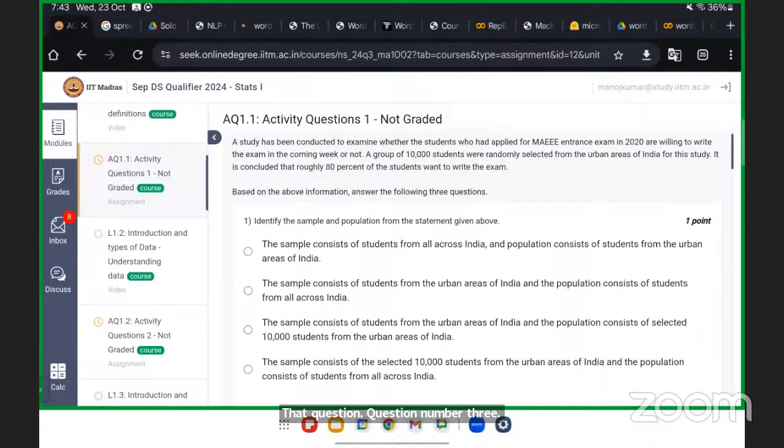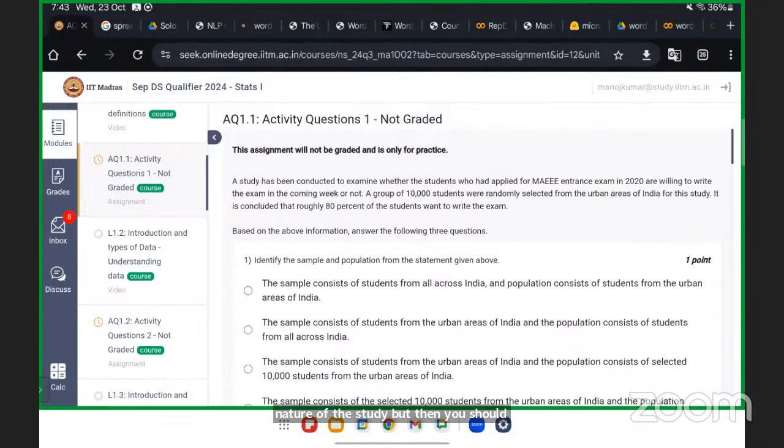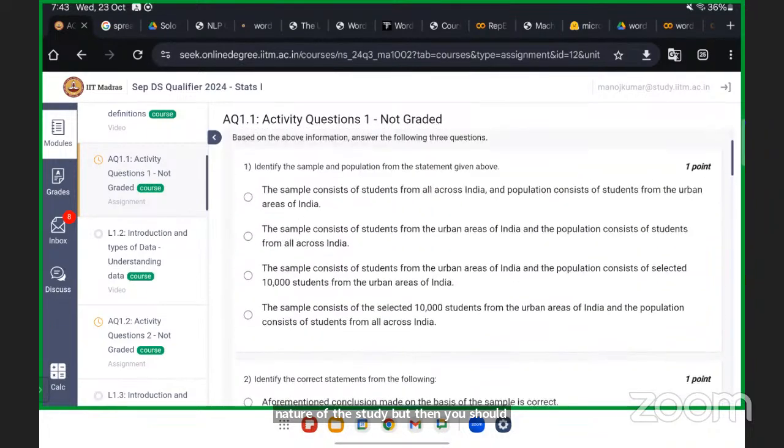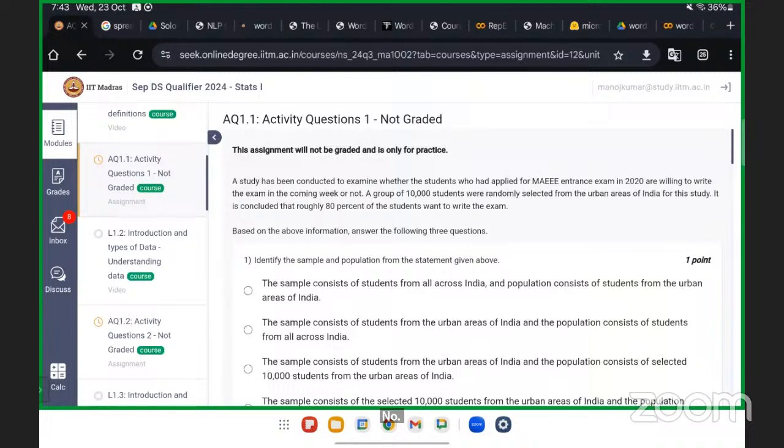Nature of the study. So this is the study, right? A study has been conducted to examine whether students who had applied for an exam, MAE entrance in 2020, are willing to write the exam in the coming week or not. A group of 10,000 students were randomly selected from the urban areas of India for the study. It is concluded that roughly 80% of the students want to write the exam. So they collected from urban cities only, right? Yes, that's what they did.